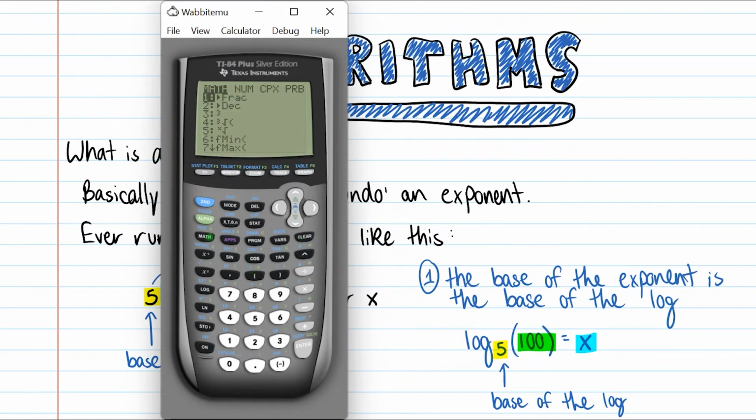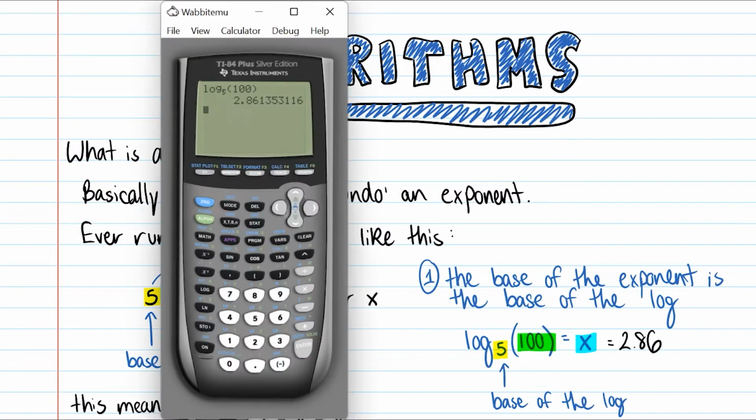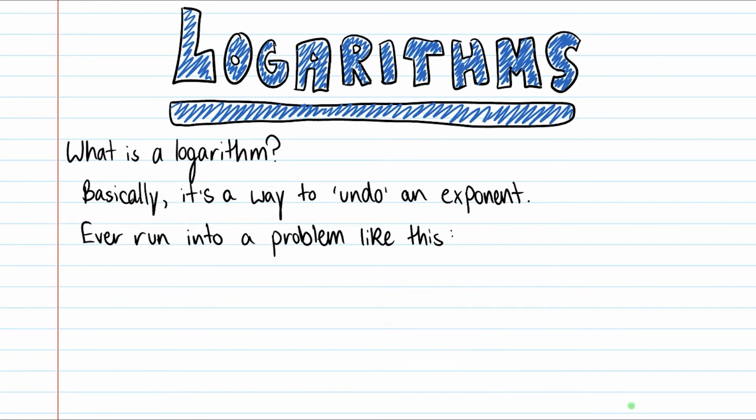Now we can use the calculator to help us solve. I'll pull one up on the screen here. The log function on a TI-84 can be found by pressing math and then scrolling down until you see a log base button. Turns out our answer for x is about 2.86. We can check our work by seeing if 5 to the power of 2.86 is 100, and notice it's very close. And that's because we didn't use an exact answer. We used 2.86, which is a little bit rounded.